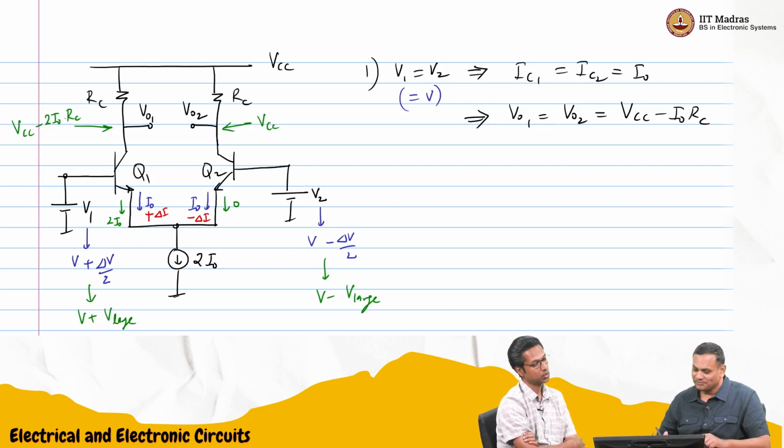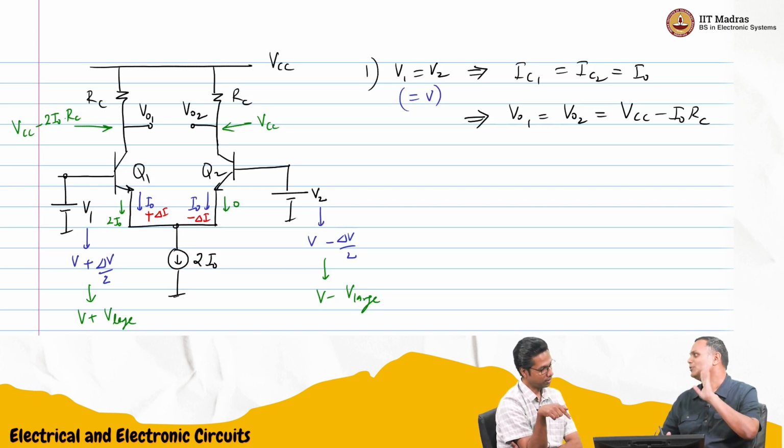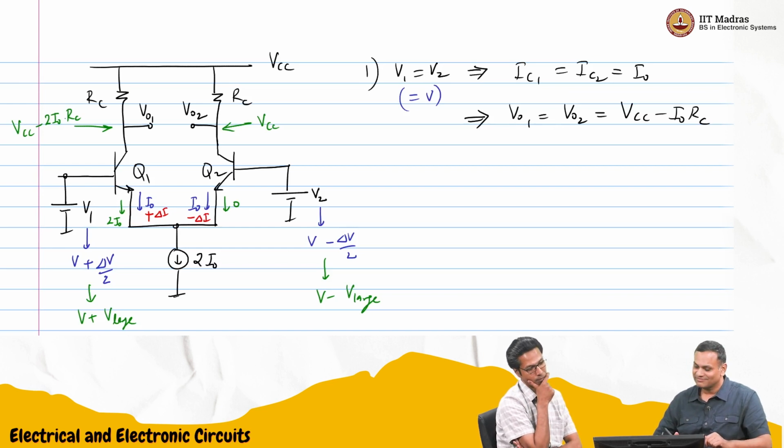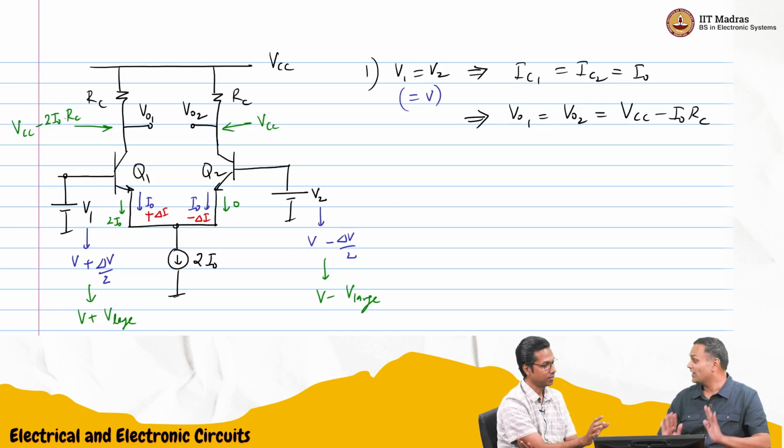So if the output is high, it will be VCC. If the output is low, it will be VCC minus 2 I naught RC. So you can get a logic gate between these two levels. And we can ensure that this transistor will be in the active region. That may be already ensured because we can select 2 I naught and RC that way.